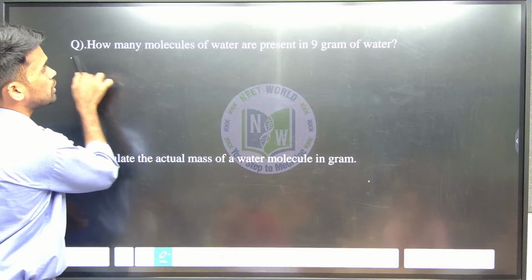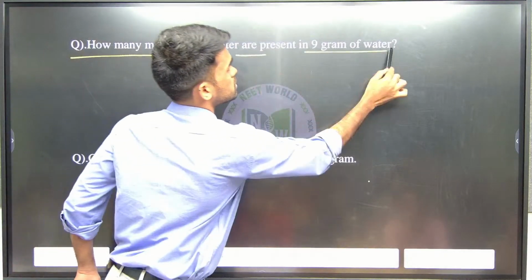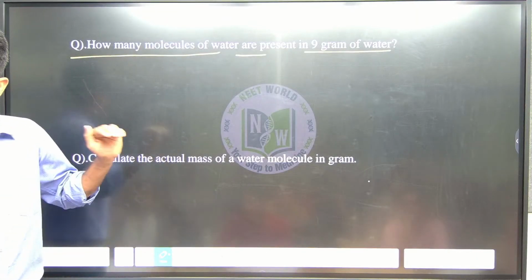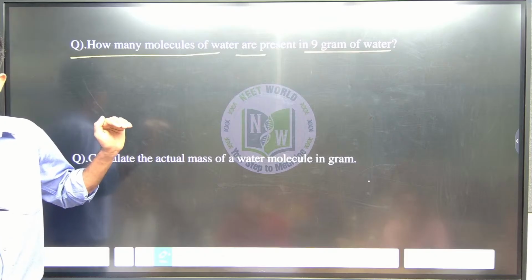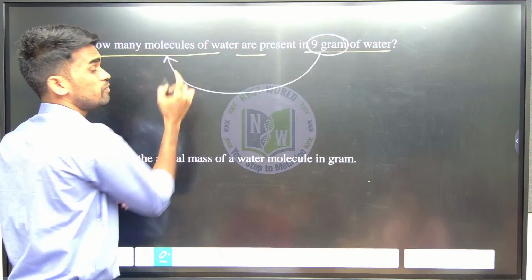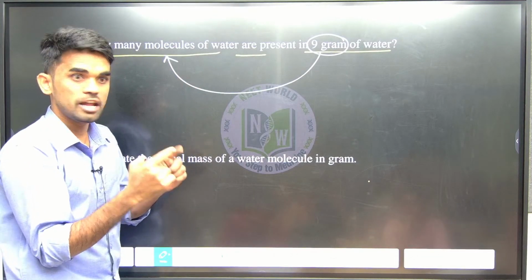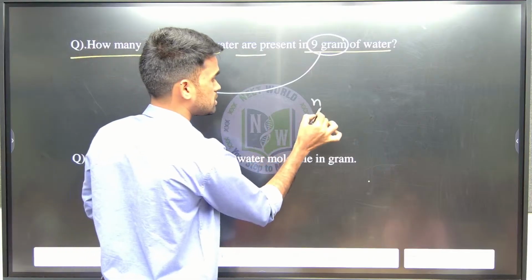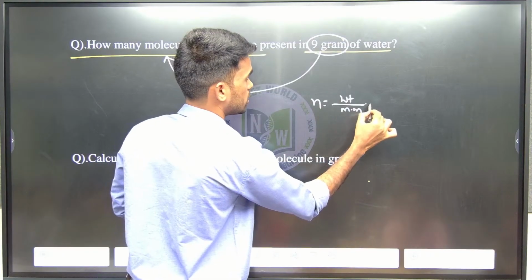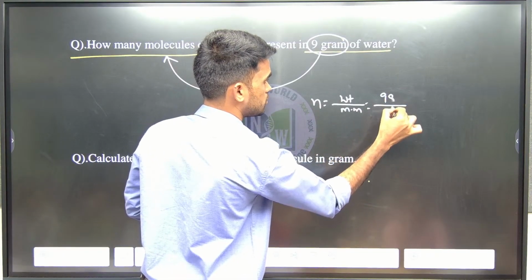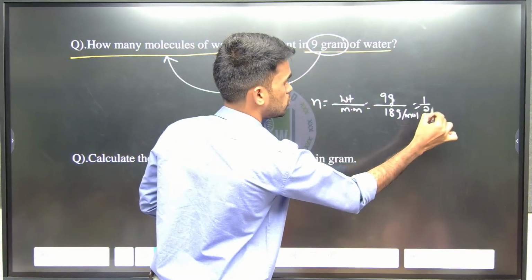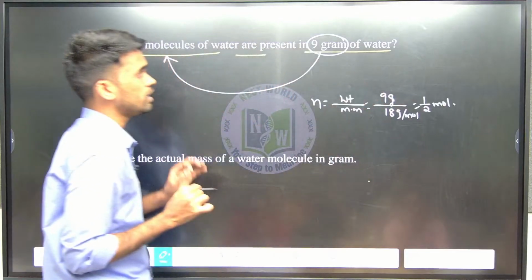How many molecules of water are present in 9 grams of water? First of all, did you understand the question? What are they asking? In 9 grams of water, how many molecules are there? First, what do we need to find? Number of moles. So tell me, number of moles means? Given mass by molar mass. So 9 grams by 18 gram per mole. So it is 1 by 2 mole. Half mole we got. Number of moles is done.